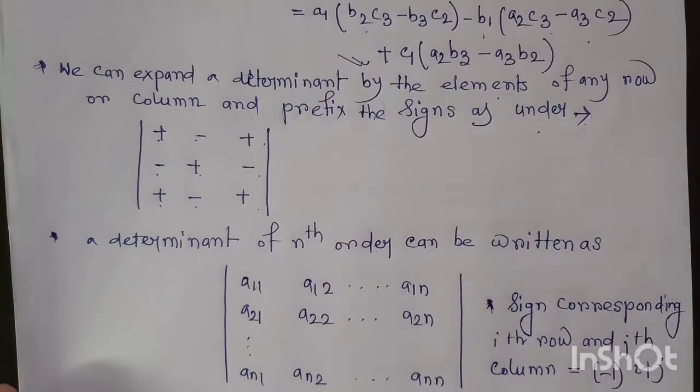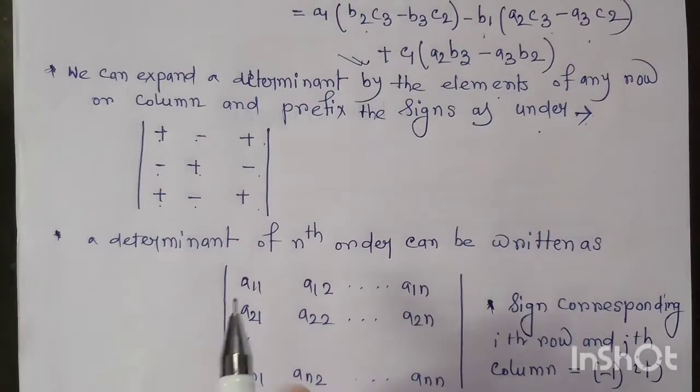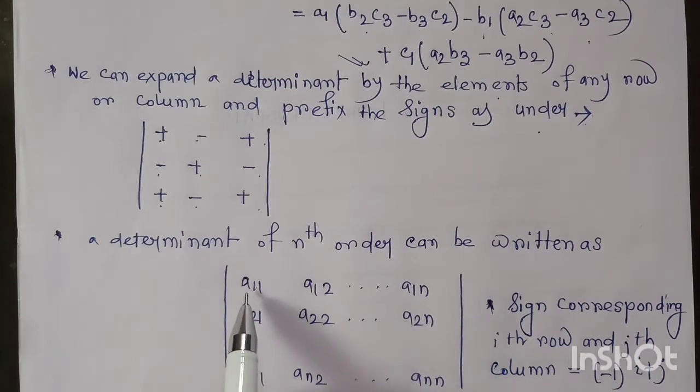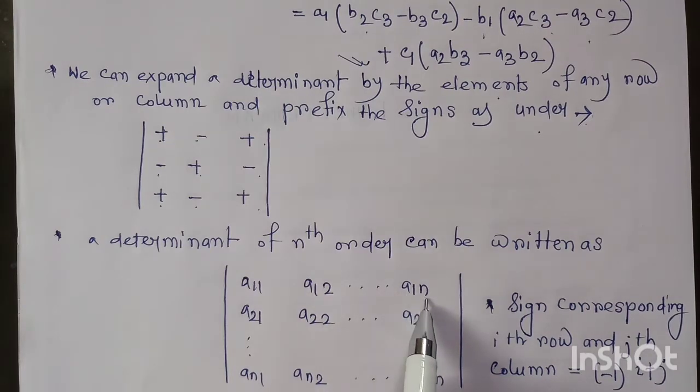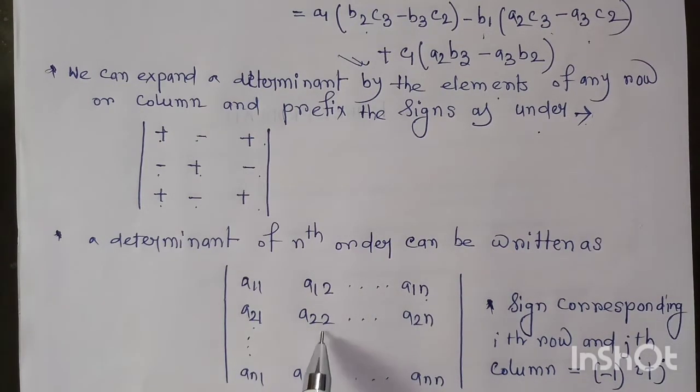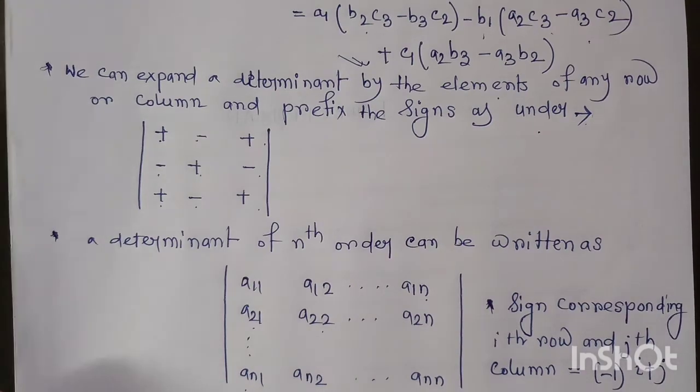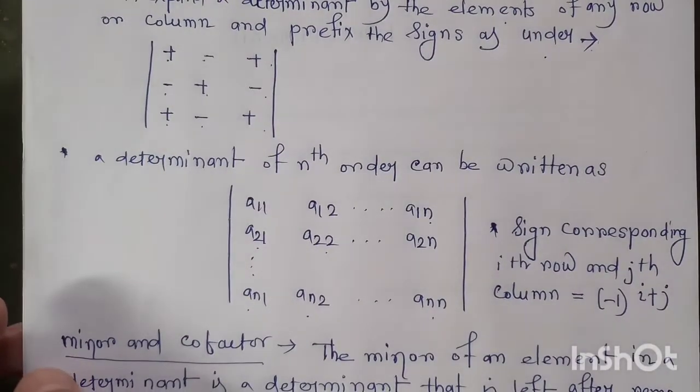A determinant in general form, a determinant of nth order can be written as, this is the position of A11, A12, A13, A14, continued to A1n. Similarly, A21, A22, A23, A24 and continue to A2n. If you move through An1, An2, Ann, that is the nth row and nth column.